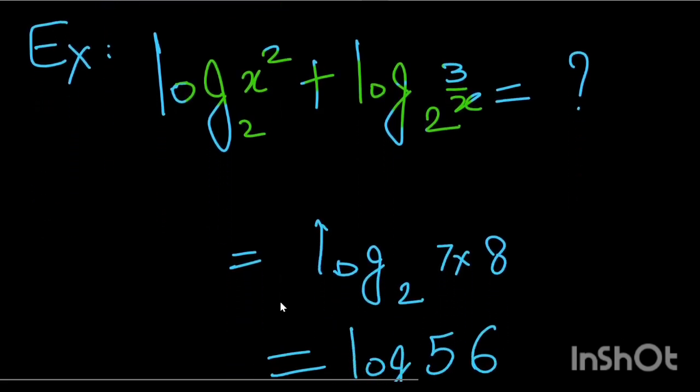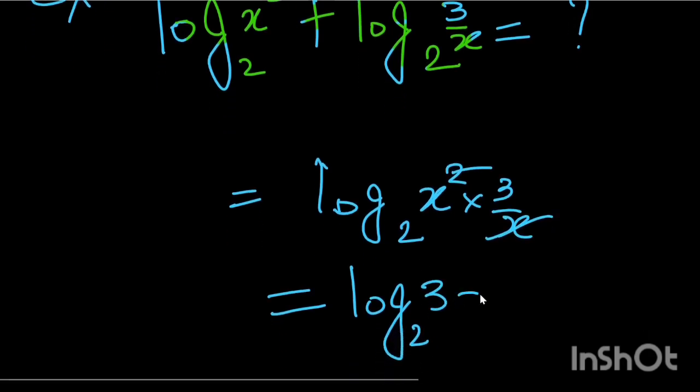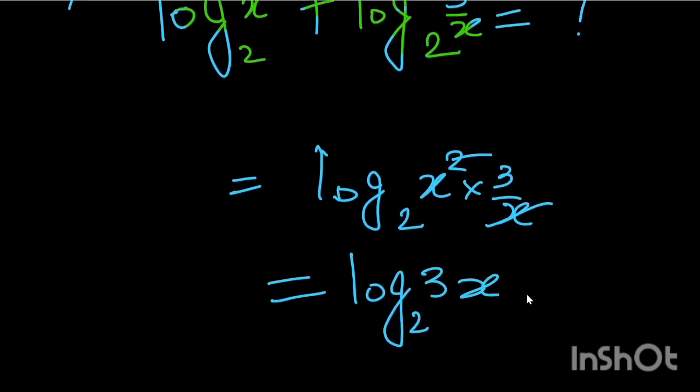This is equal to what? So what we can do here, x square is multiplied by 3 by x and gets cancelled. So log 3x base 2 is the answer. That's how we use it.